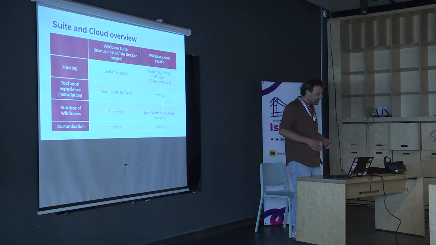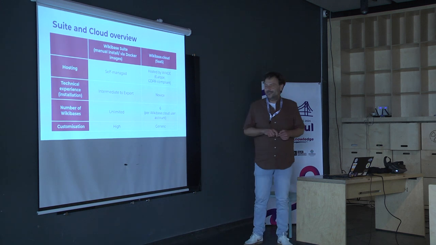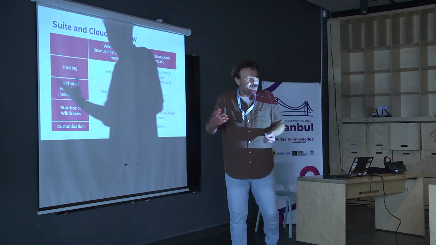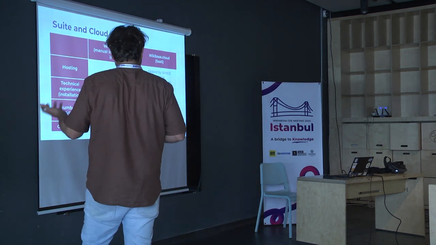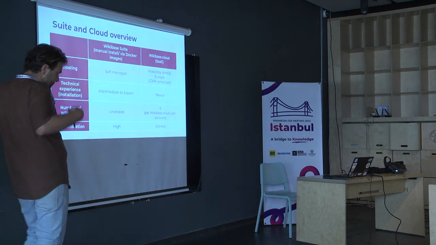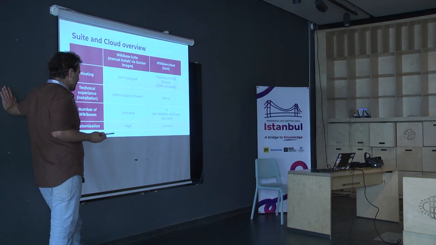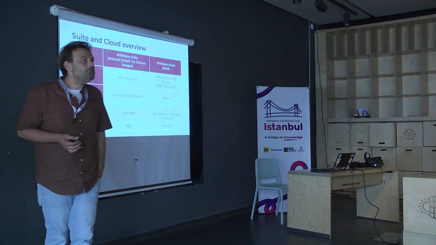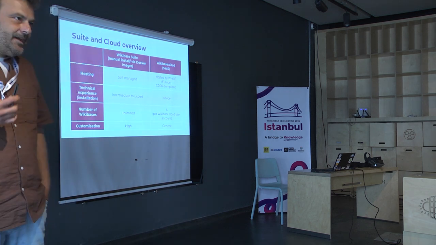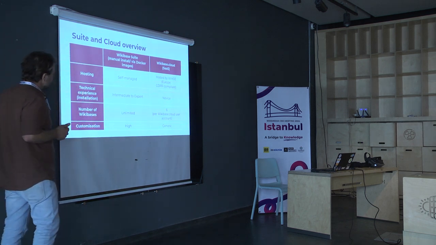Wikibase then comes as software in two versions. We have the Wikibase Suite, a software suite that you would download locally and install and run on your own servers, on your own machines. It takes quite some technical experience, intermediate according to our engineers. It allows for a theoretically very high level of customization, and for as many Wikibase instances as we want.